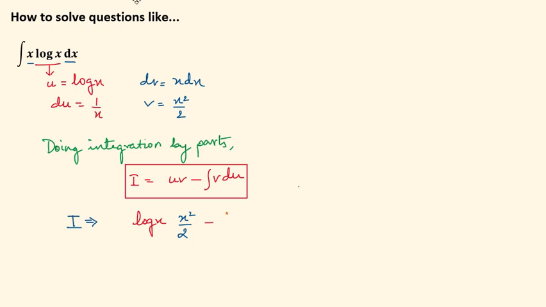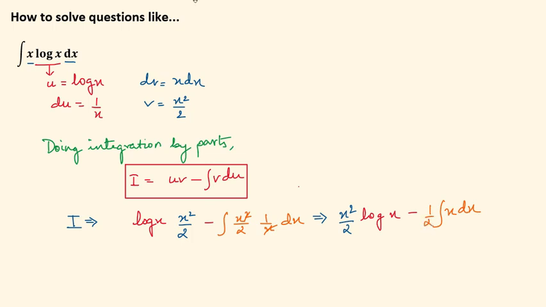Here our v is x square over 2 and du is 1 over x. So we have x square over 2 times 1 over x dx. x and x cancel. We are left with the integral of x over 2 dx. But 1 over 2 is a constant, so we can take it outside the sign of integral. So we are left with x square over 2 times log of x minus the integral of x dx, and we have 1 over 2 in front of it.